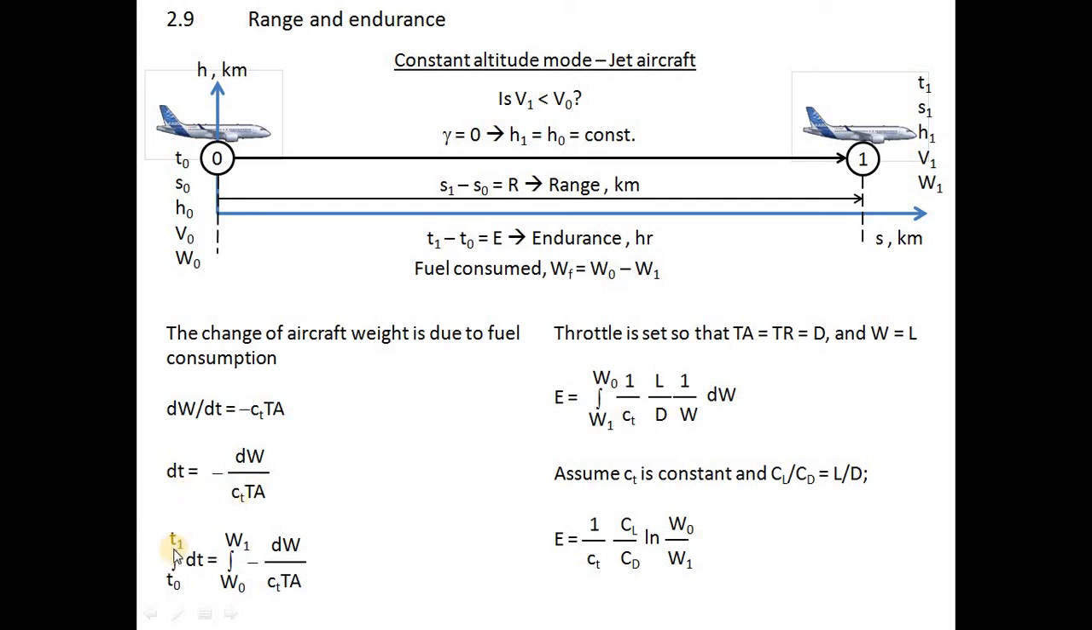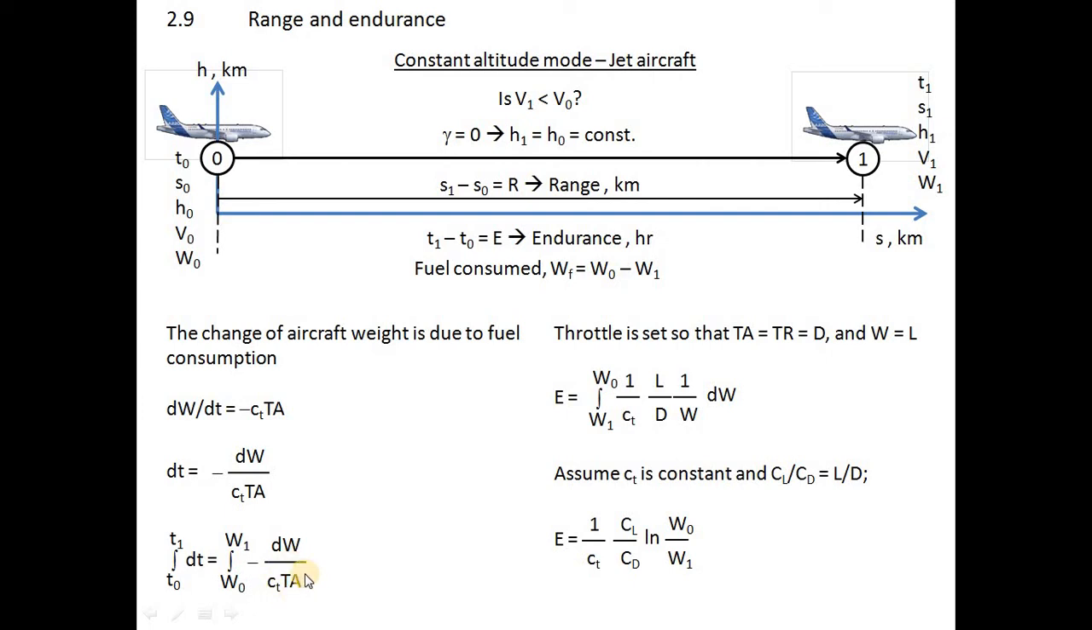Now we do integration from t0 to t1 over dt, so we get the time difference. This will become the endurance. And we do the integration from initial weight to final weight, over negative dW over CT times TA. Now the thrust available, since this is constant velocity, is it? No, constant altitude, sorry. So not only the weight changes with time, but also the thrust available will change with time, because you have to fly slower as time goes by. As you fly slower, your drag will also reduce, and thus you must reset your thrust to be equal to the drag, so your thrust will also be reduced.